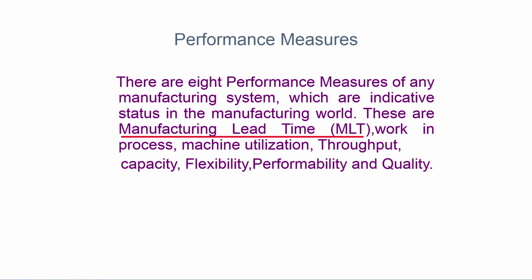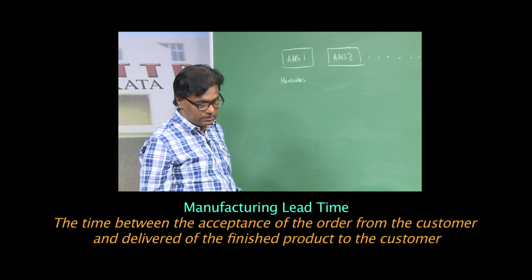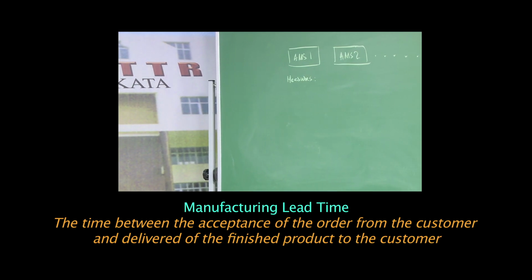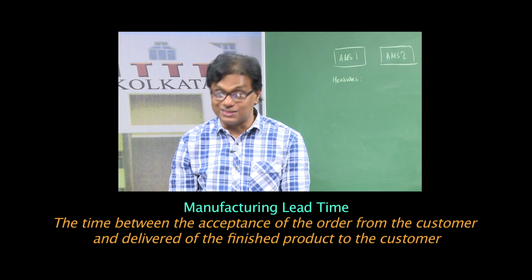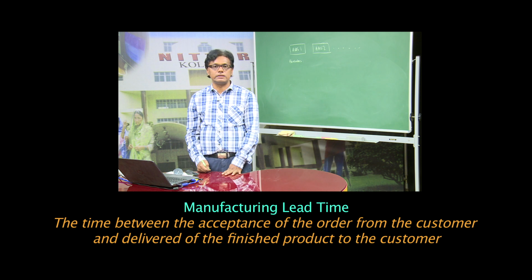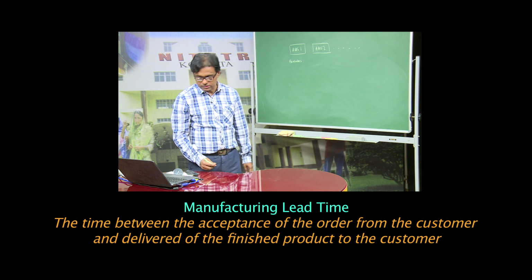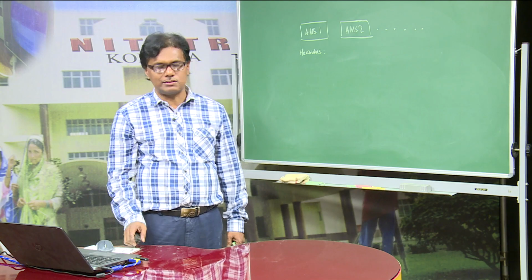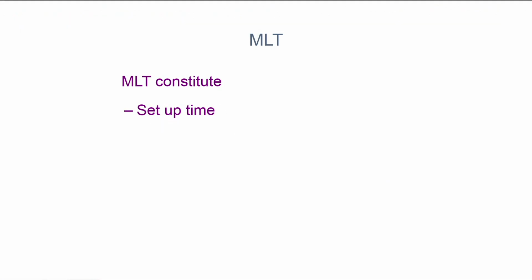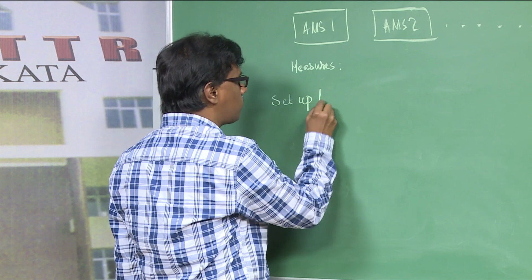Manufacturing lead time is actually the time between the acceptance of the order from the customer and delivery of the finished product to the customer. This is very important, as I discussed in my last lecture. Manufacturing lead time actually constitutes setup time, process time, move time and queue time. Now, what is setup time?